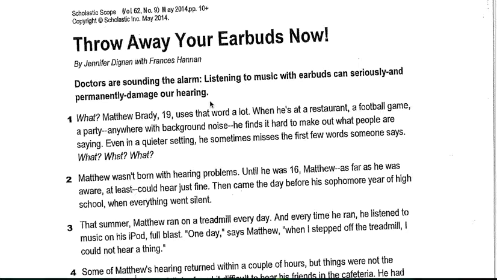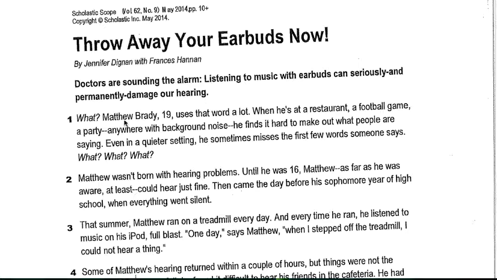Throw away your earbuds now. Doctors are sounding the alarm. Listening to music with earbuds can seriously and permanently damage our hearing.